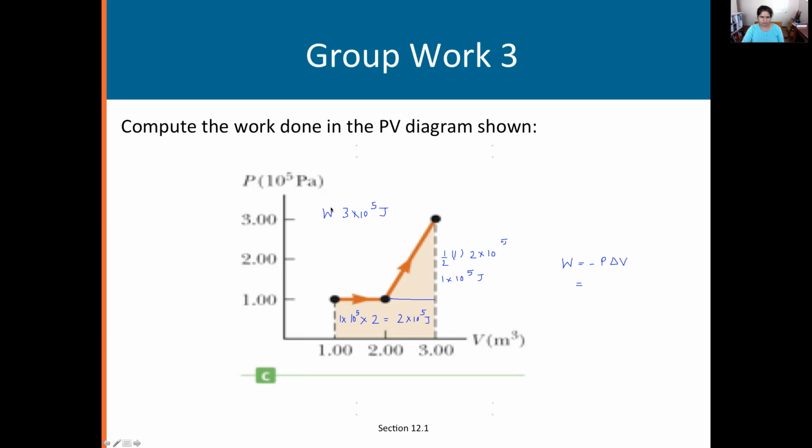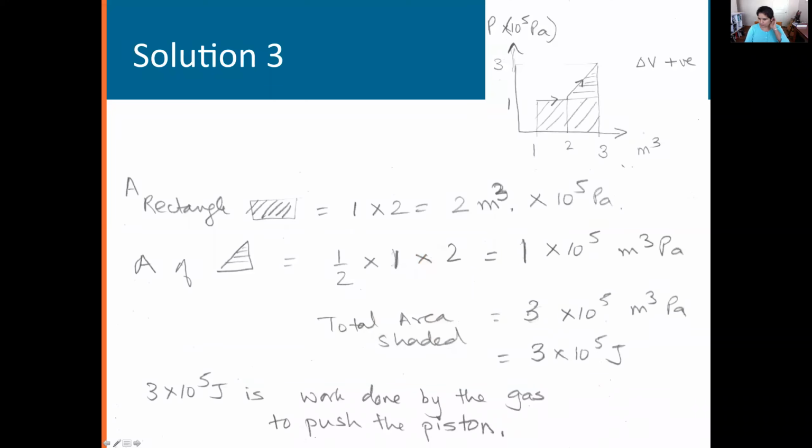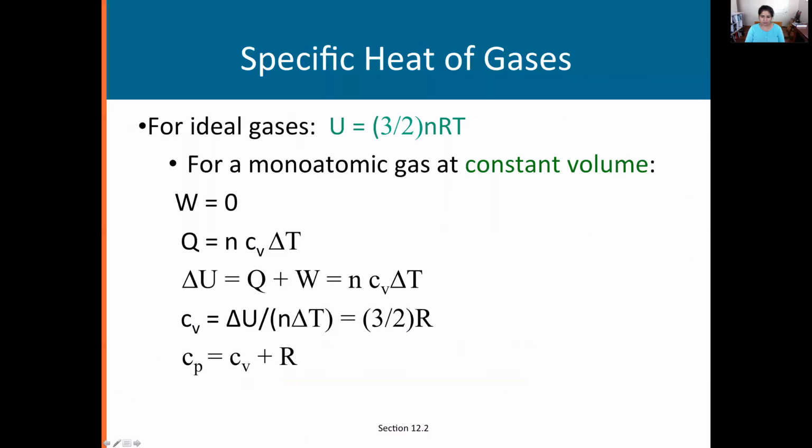Let's see that: 3 times 10 to the power 5. So that's how you're going to solve these kinds of problems, by calculating the area under the curve. You can go back to those 4 diagrams that we had before and try to do some of those by yourself.